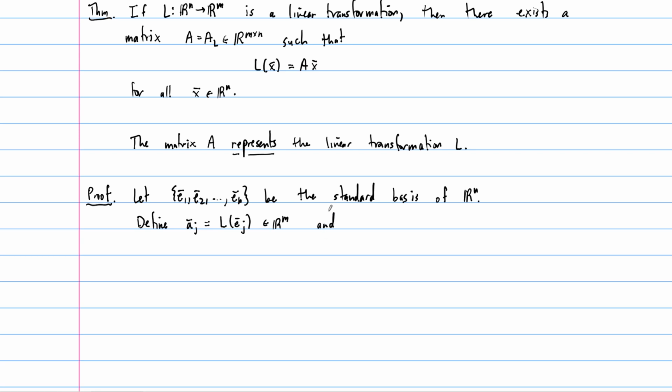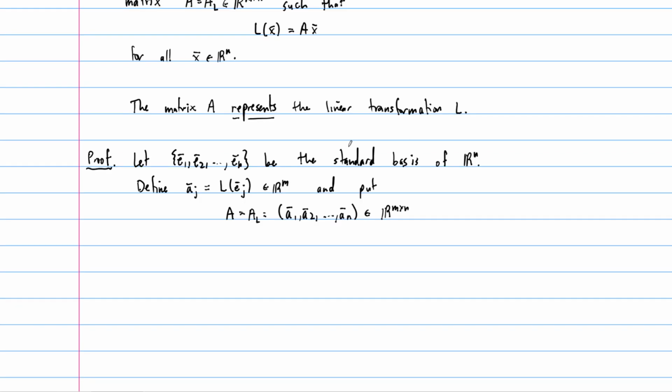So we define these column vectors, and we define our matrix A, remember we could call this A sub L, to be the matrix whose columns are A sub 1, A sub 2, all the way up through A sub n. And these vectors, so there's n columns, but these vectors live in Rm, right? So each column has m entries. So this is an m by n matrix. It has m rows then. All right? So we've defined the matrix this way.